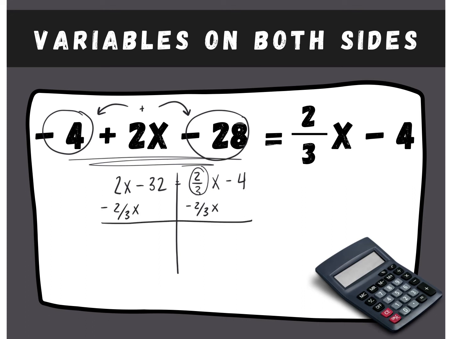On the right-hand side, 2/3 minus 2/3 is going to end up with a 0/3, 0 x's. So I'll just bring down that minus 4. It is now a -4. On the left-hand side, I really need to figure out what 2 minus 2/3 is. So let's come off to the side.